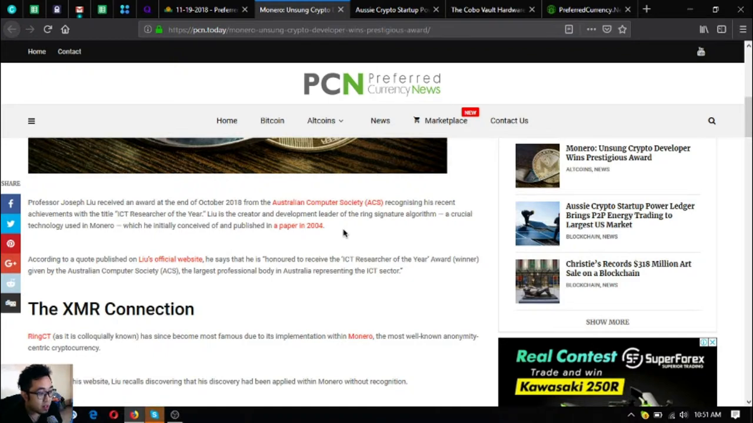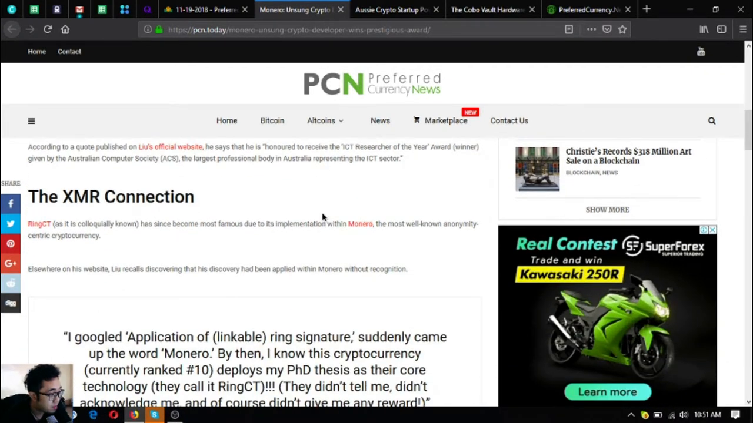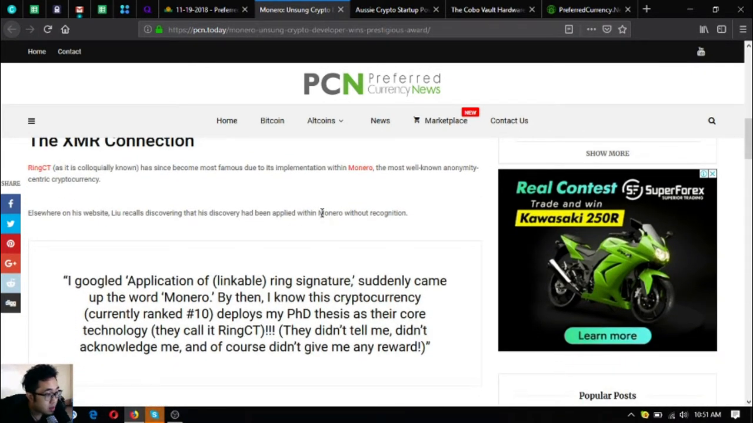Liu is the creator and development leader of the ring signature algorithm, a crucial technology used in Monero, which he initially conceived of and published in a paper in 2004. According to a quote published on Liu's official website, he says he is honored to receive the ICT Researcher of the Year award given by the Australian Computer Society, or ACS, the largest professional body in Australia representing the ICT sector.